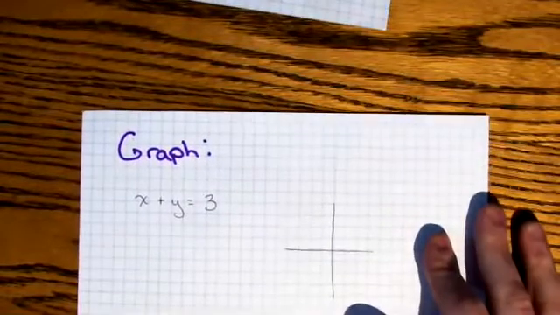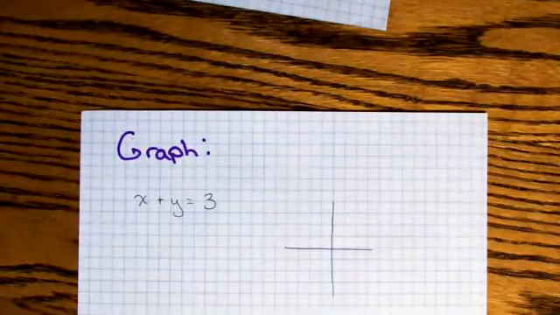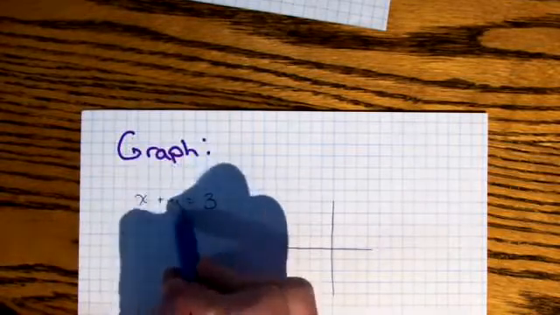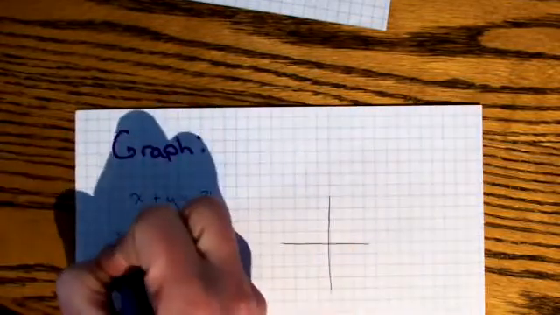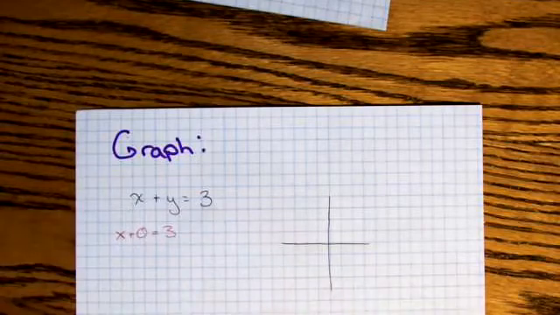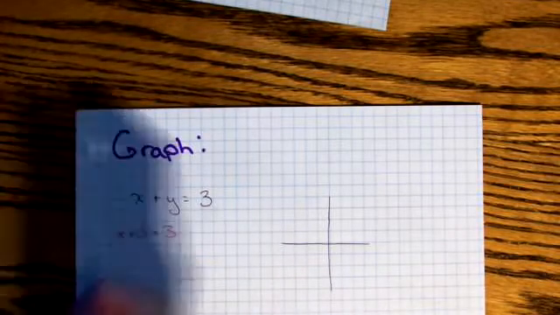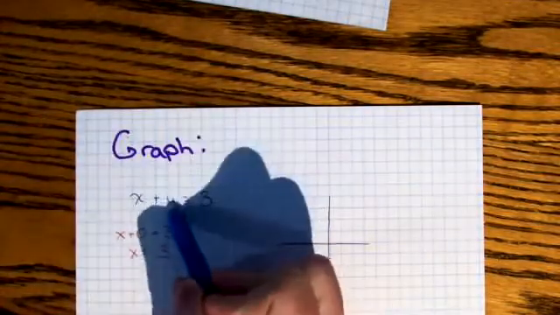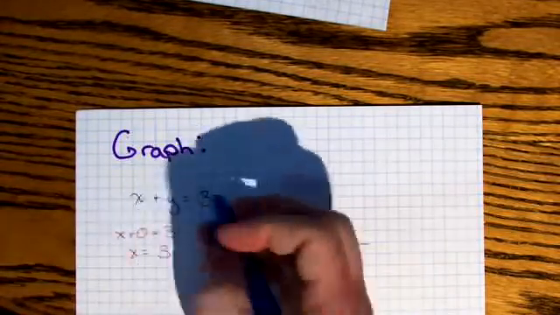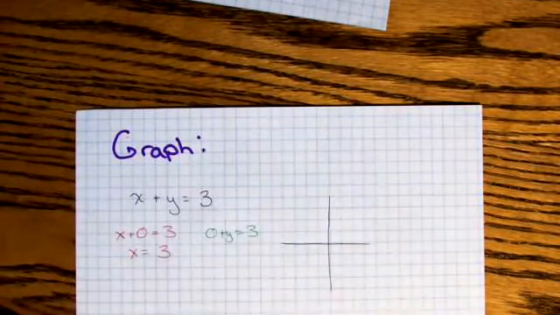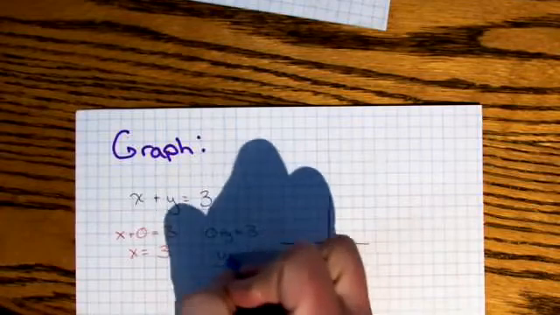We're going to graph the following: x plus y equals 3. We're in standard form, so we need to find our x and y intercepts. To find our x-intercept, remember we're going to plug 0 in for y. So we have x plus 0 equals 3. I plug 0 in place of y, and 0 doesn't do anything. So our x-intercept is 3. To find our y-intercept, we plug 0 in for x. So we have 0 plus y equals 3. Adding 0 doesn't change it, so y equals 3.